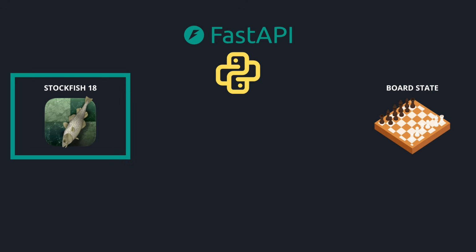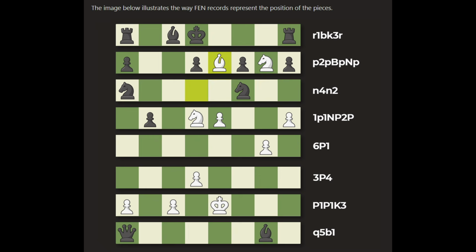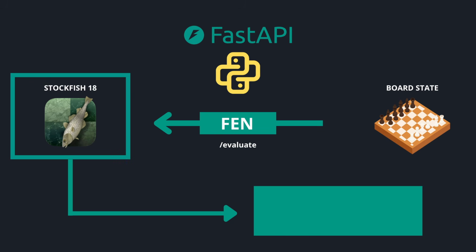The server passes the state of the chessboard to the engine through the endpoint, which includes a FEN string, a compact notation encoding the position of every piece on the board. Then the engine returns an evaluation of that position, along with the sequence of the best moves to play, known as the principal variation. And it looks like this.